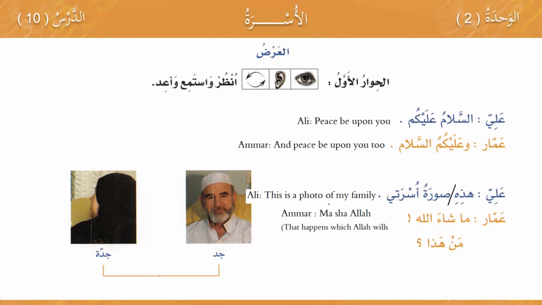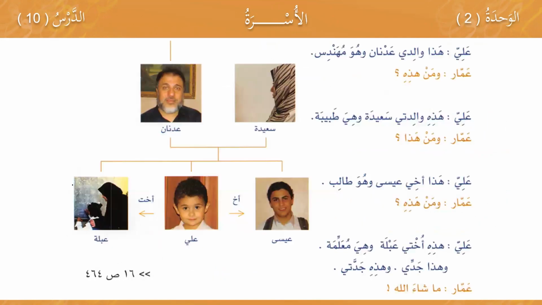Then Ammar says, Masha Allah. That happens which Allah wills. Whenever you look at something that you like, you always say mashallah about it. Man hada, we have also learned about man, that means who, and hada is used to point towards someone who is near, singular and masculine. So man hada, who is this? Grandfather, and grandmother.